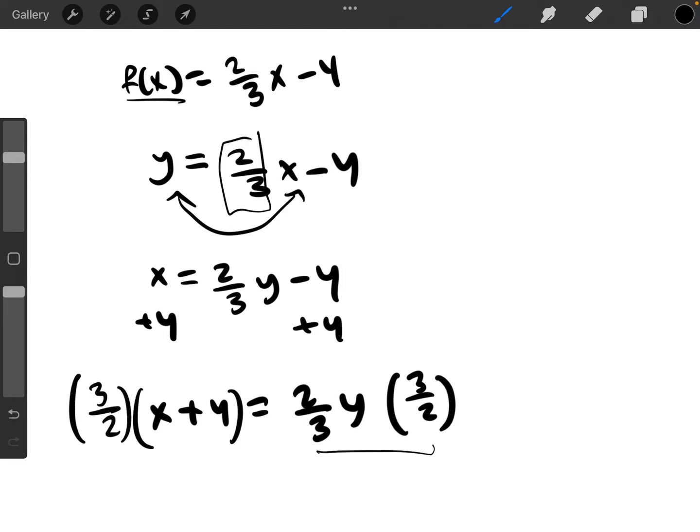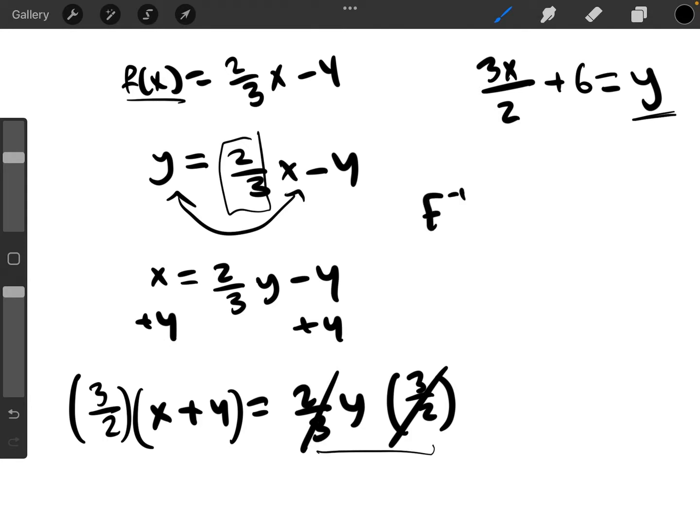This leaves you with 3x over 2 plus 6 equals, and these cancel out, equals y. And remember, you can't write the y value like this. You have to turn it into an inverse notation, written like that. Equals 3x over 2 plus 6. And that's your answer.